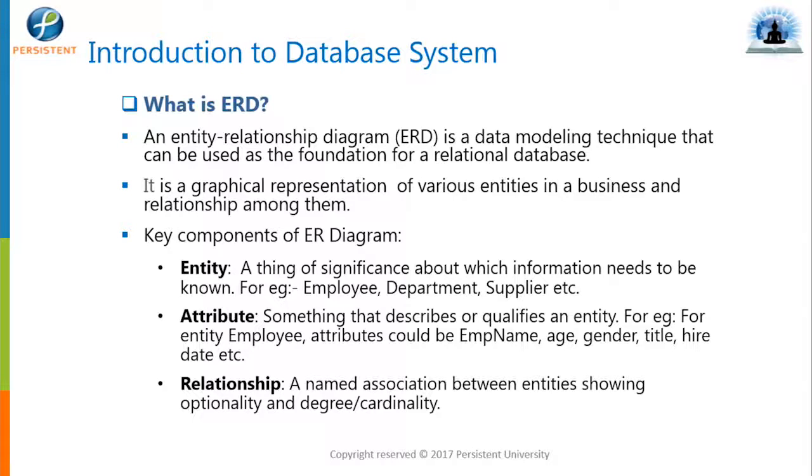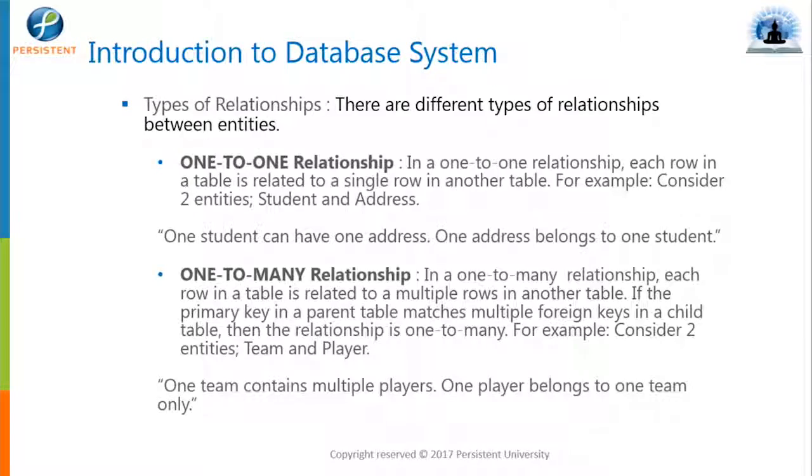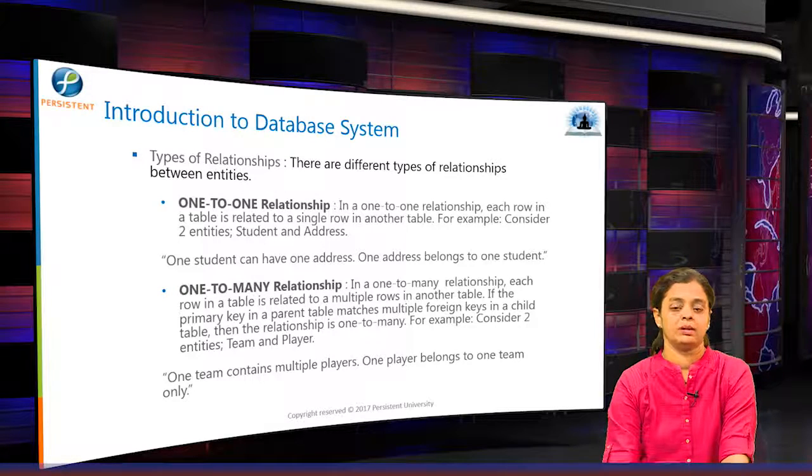An entity is a thing of significance about which information needs to be known. Attribute is something that describes or qualifies an entity. For example, for an entity employee, attributes can be employee ID, employee name, age, gender, salary, etc. An association between the entities is called as relationship. There are various types of relationships available, basically one-to-one relationship, one-to-many relationship and many-to-many relationship.